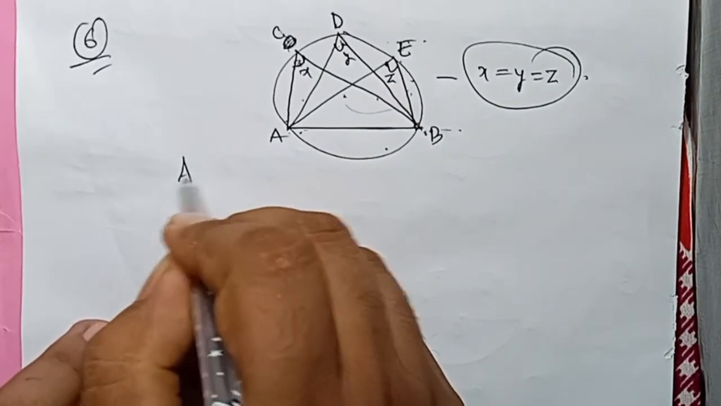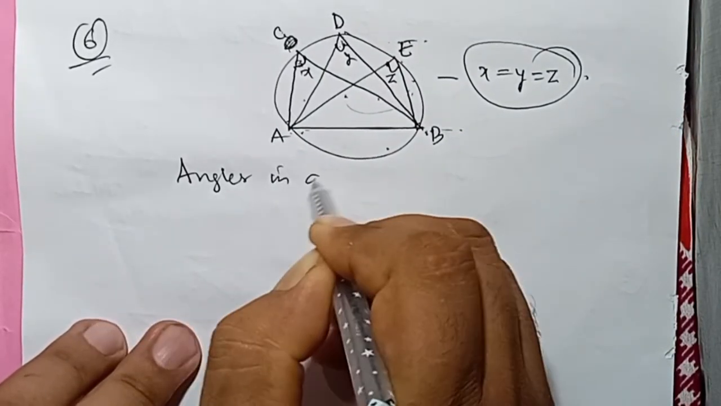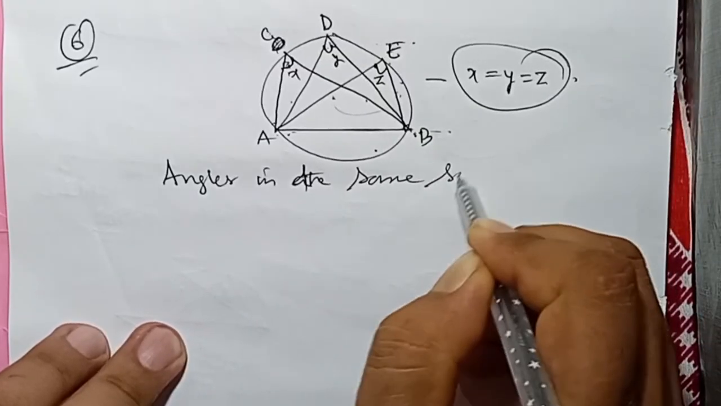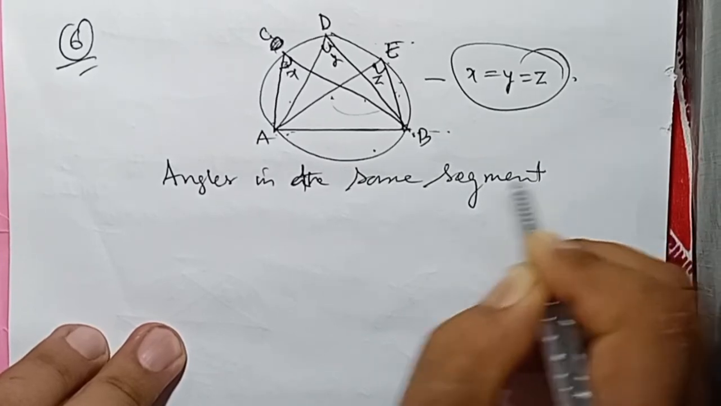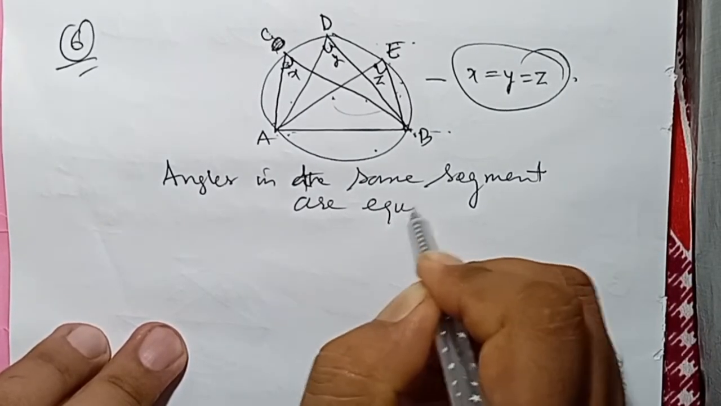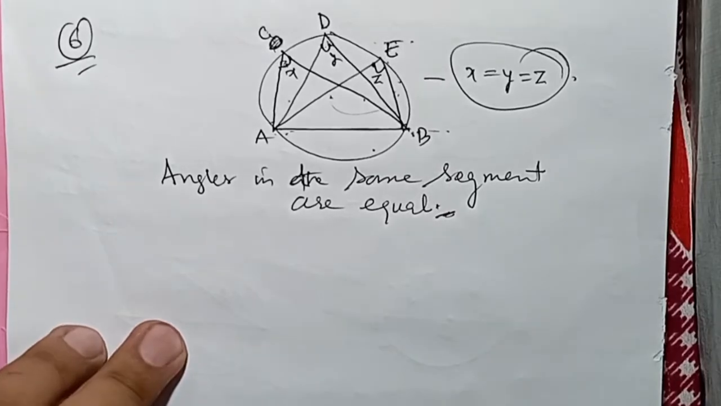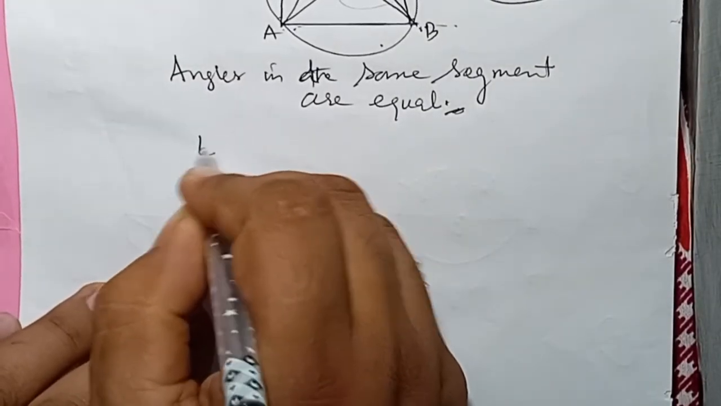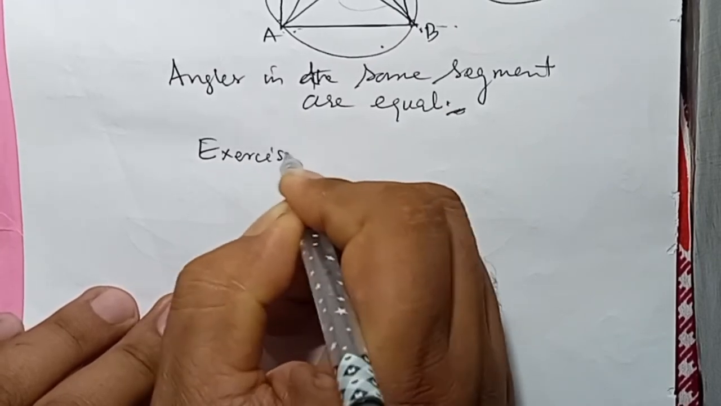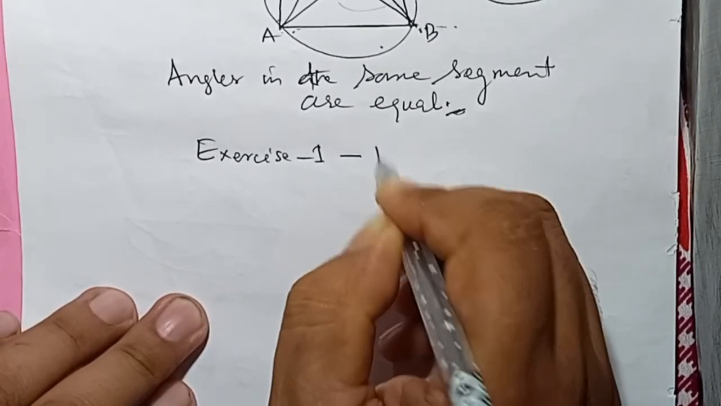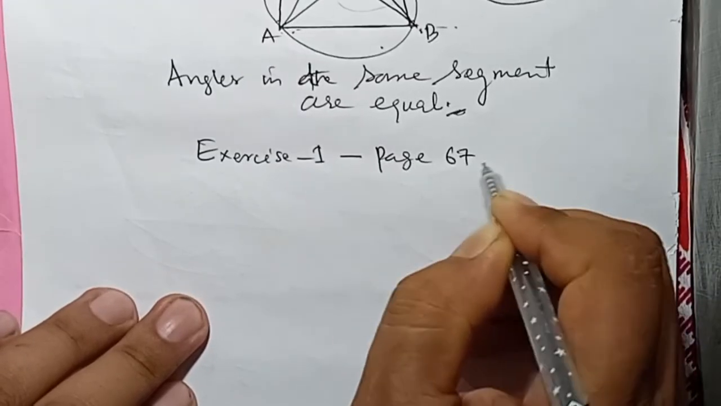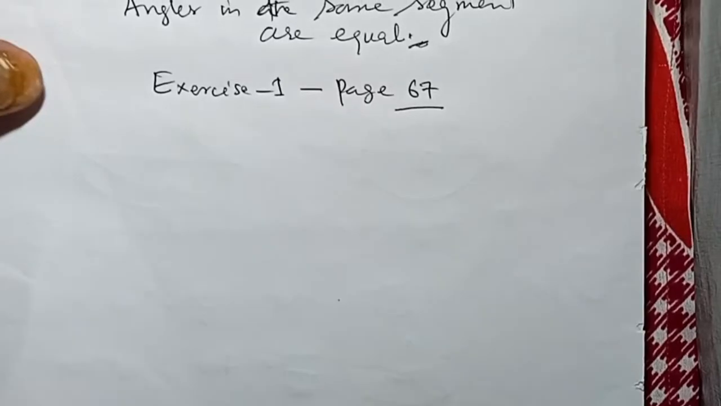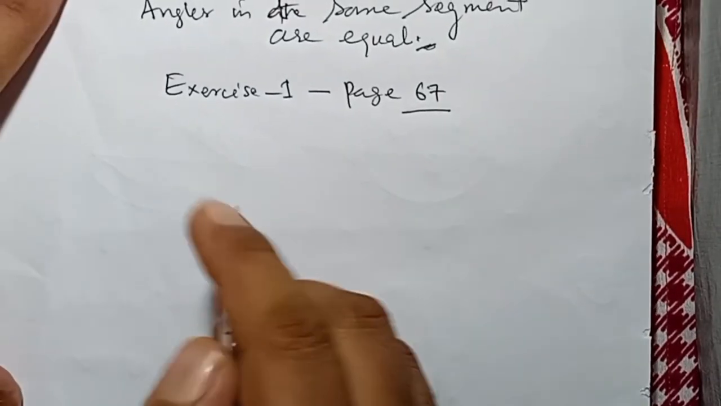In short, we can write: angles in the same segment are always equal. Now exercise 1. It is page number 67. You can see question 1: find the colored angles. Explain your reasoning.